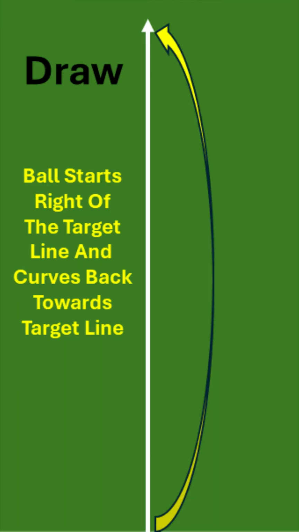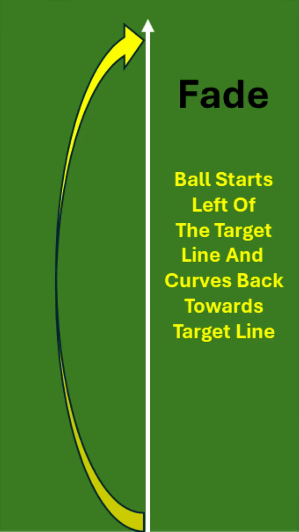A draw is a ball that starts out to the right of the target line and moves back towards center. It's not a ball that starts at the target line and moves away from the target line. That's not a draw. So a draw starts to the right, moves back towards the center line. A fade is a shot that starts left of the center line and comes back to the center line. So once again, both shots are moving towards the center line. They don't move away from the center line. Those are not draws and fades.